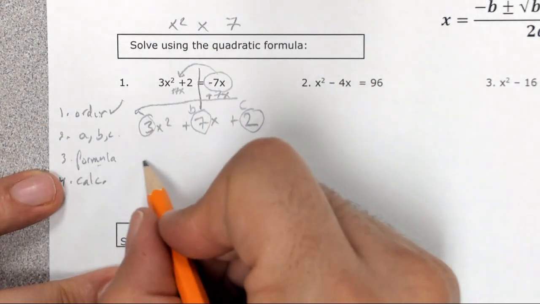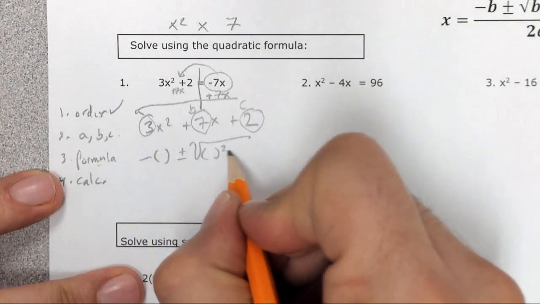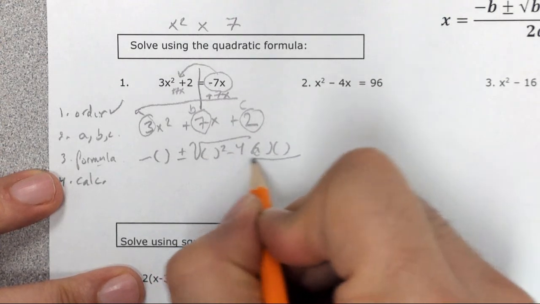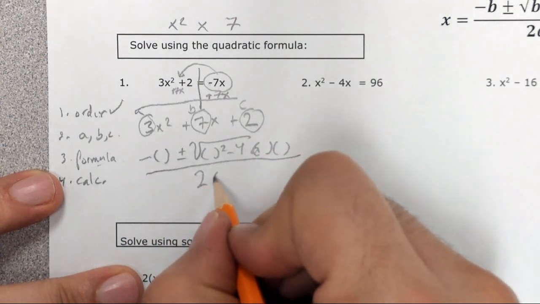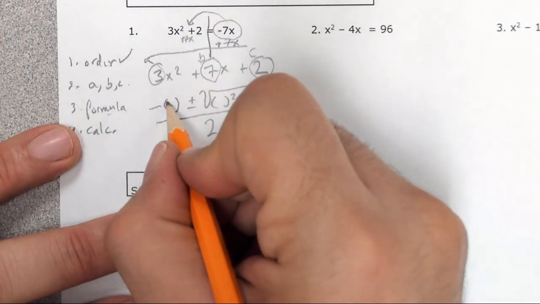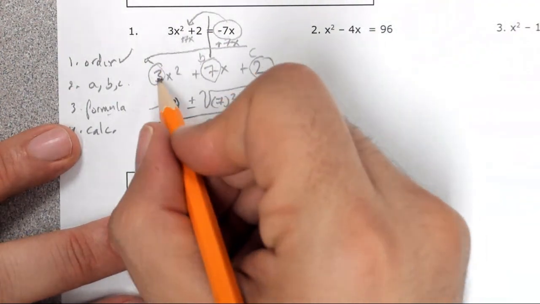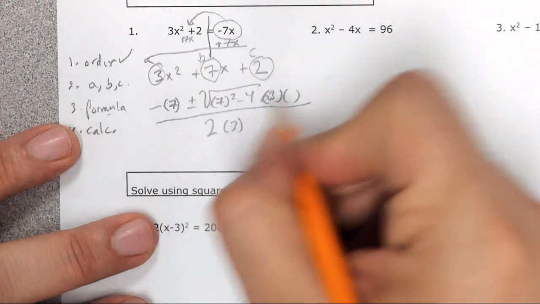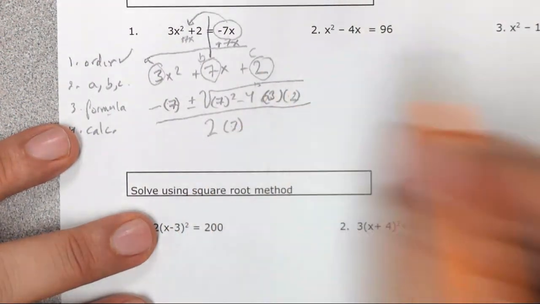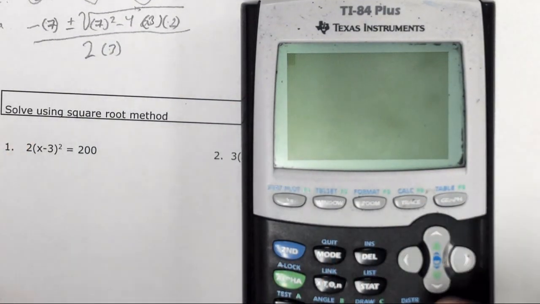Put it in the formula. Negative b plus or minus the square root of b squared minus 4ac all over 2a. Again, I just wrote down the formula with parentheses, no letters. This is b, b is 7. This is a, a is 3. This is c, c is 2. And now I just plug into your calculator. That does not go into y equals, it goes right here.